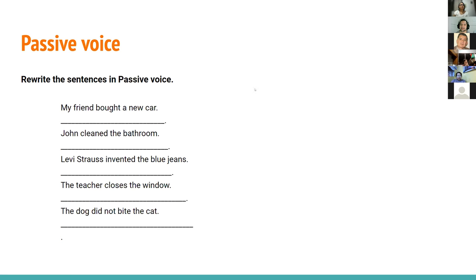Ahora al revés. Now, turn these sentences into passive voice. My friend bought a new car. That is active. Right now, I want it in passive. A new car was bought by my friend. Very good. The by my friend part is optional.